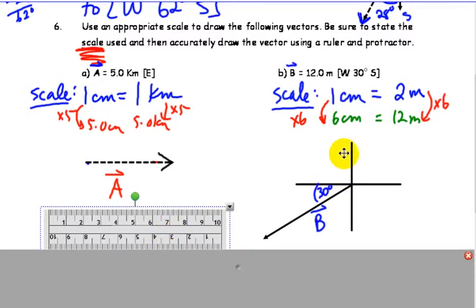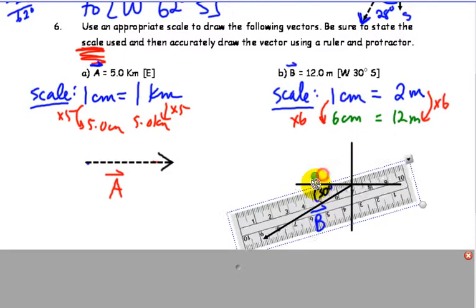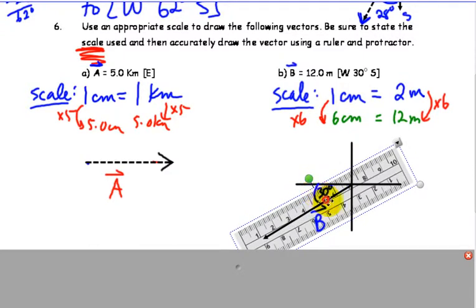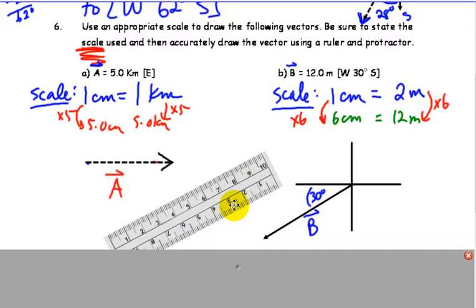Okay, and over here, I'm drawing it 6 centimeters long, so if I was to measure this, hopefully it's 6. And of course to draw the direction right, you can see it's 6 approximately, west 30 south. So from straight west, measure with your protractor going 30 south.